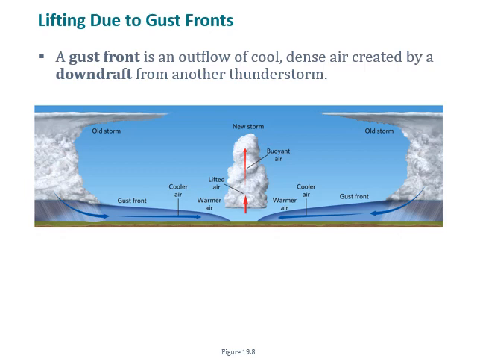A gust front is an outflow of cool, dense air created by a downdraft from another thunderstorm. In this case, the gust front pushes the warm air adjacent to it upward and replaces it near the surface. In this picture, we have two gust fronts occurring on either side, producing the rising of warm air in the middle.